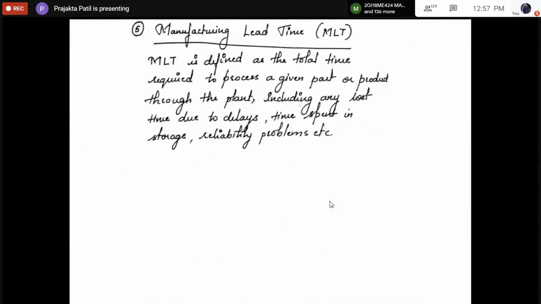So moving on to the next, that is manufacturing lead time. This is supposed to be one of the most important measures. Manufacturing lead time, you can also express it as MLT. It is defined as the total time that is required to process a given part or product through the plant, including any lost time due to delays, time spent in storage, reliability problems, etc.